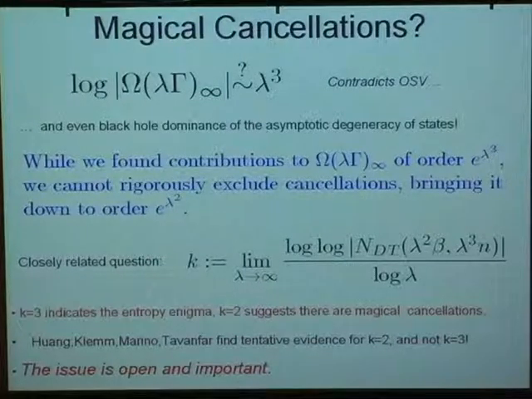Now, using some impressive progress in the computation of high genus Gromov-Witten invariants, Huang, Klemm, Marino, and Tavanfar find numerical and tentative evidence that indeed k equals 2 and not k equals 3. But I think we'll hear about that from Albert's talk. But I think it's fair to say that the issue is open and important.